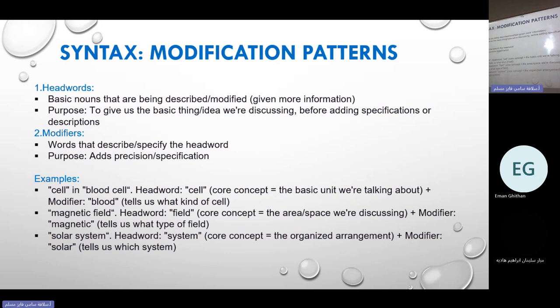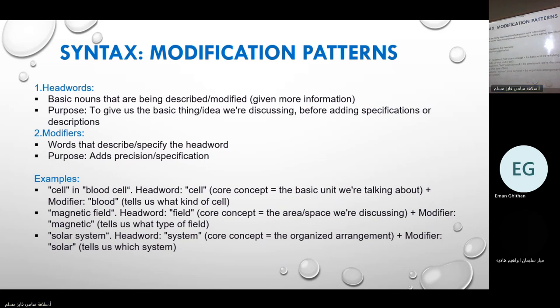Cell in blood cell. This is the head word. What is the head word? Cell. It's a core concept, the basic unit we're talking about, plus a modifier, which is blood. And this tells us what kind of cell we're talking about.